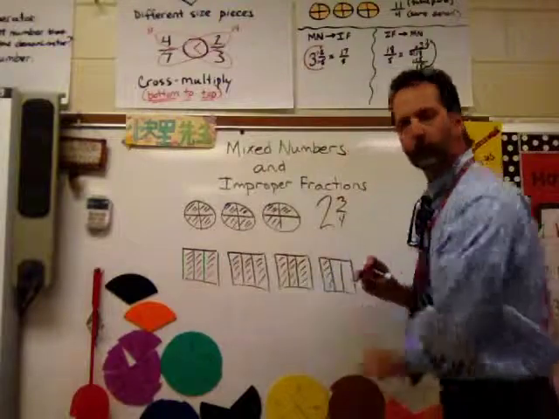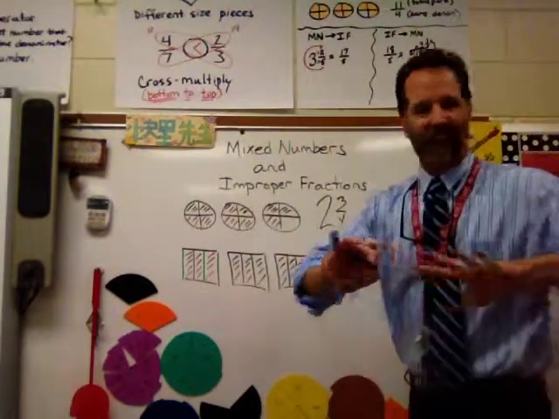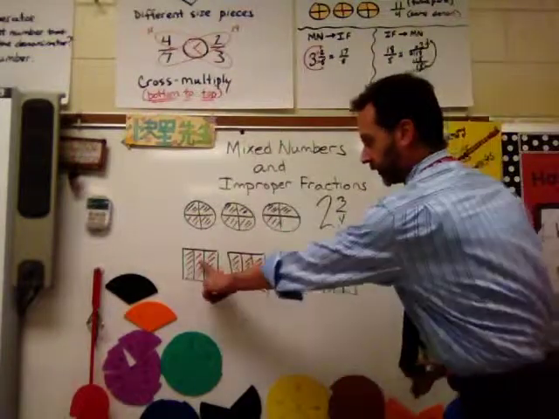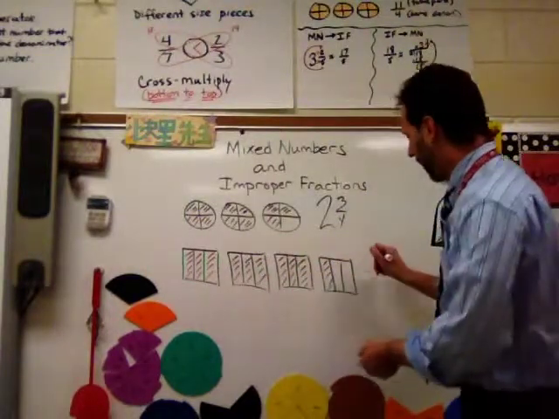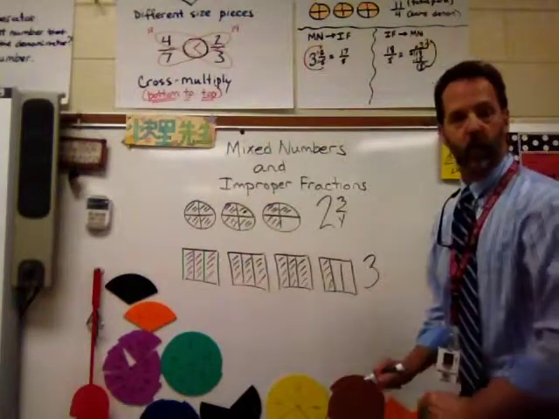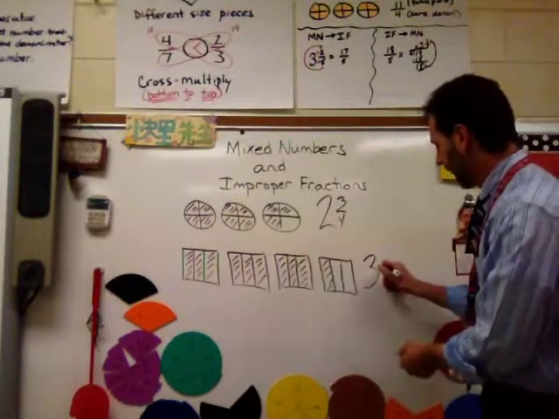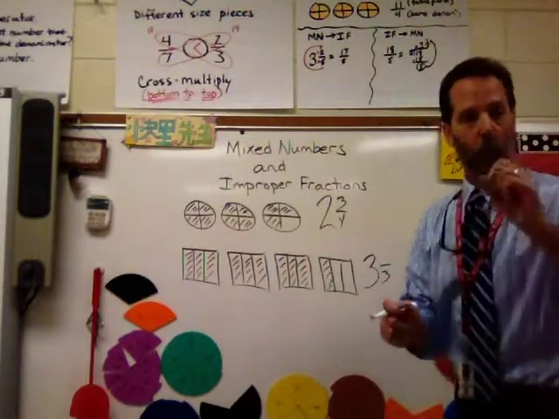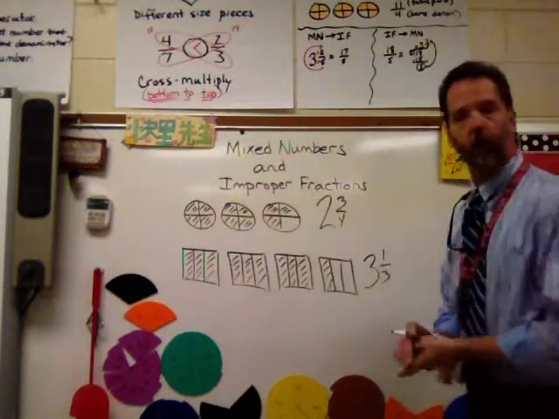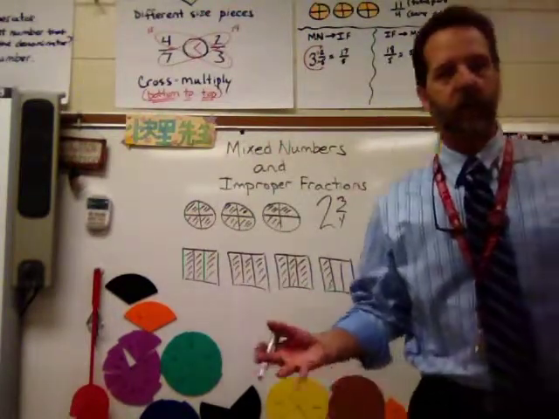How many squares do you see? There are 4. Of those 4, how many are entirely shaded? This one, this one, this one. There are 3. That's my whole number. Now, in the last picture, what fraction of this picture is shaded? Well, there's 3 parts. That's my denominator. And there's 1 shaded. That's the numerator. 3 and 1/3. Those are mixed numbers.